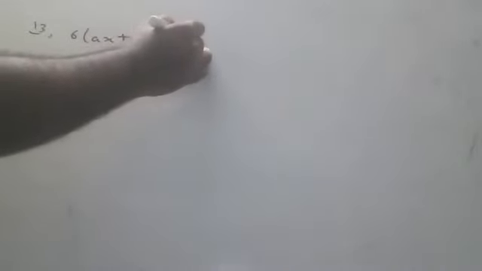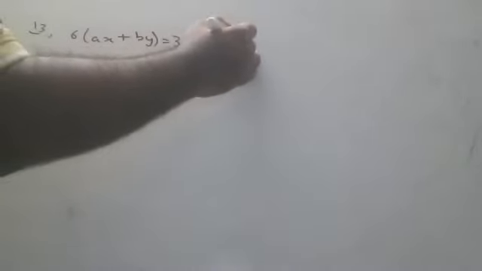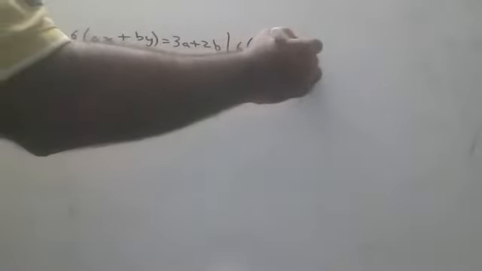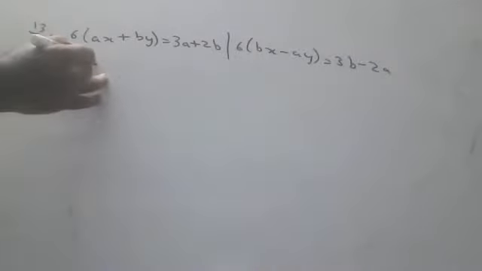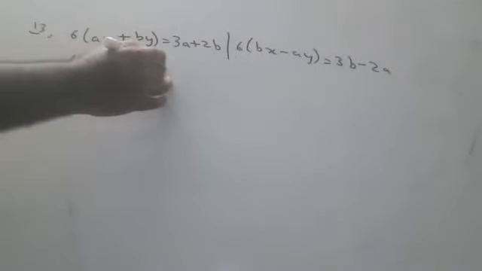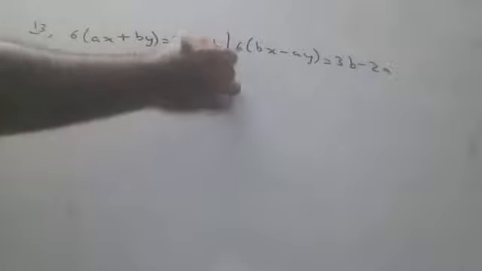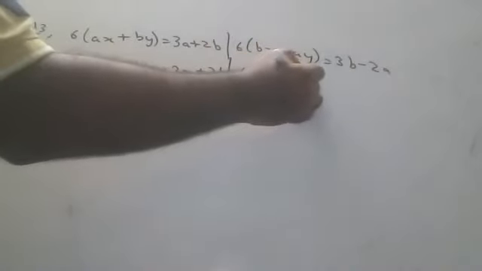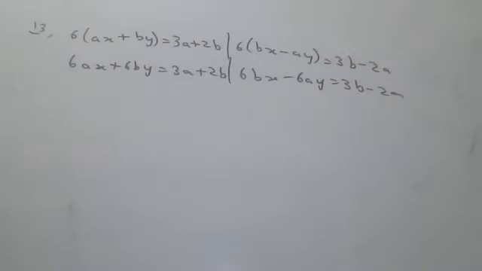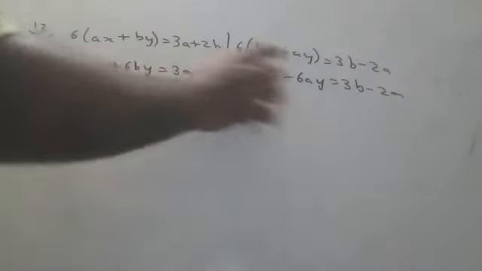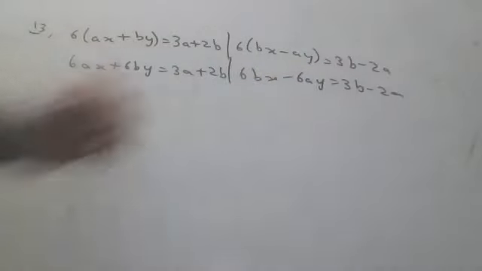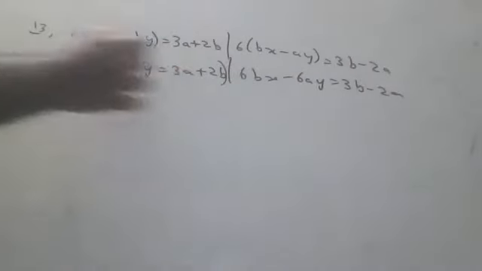Okay. 6ax plus by is equal to 3a plus 2b. Another equation is 6bx minus ay is equal to 3b minus 2a. Please check, children. 6ax plus 6by is equal to 3a plus 2b. And the 6bx minus 6ay is equal to 3b minus 2a. Okay, children. So, if I want to cancel y, I multiply this whole equation with a and I multiply the whole equation with b, children.